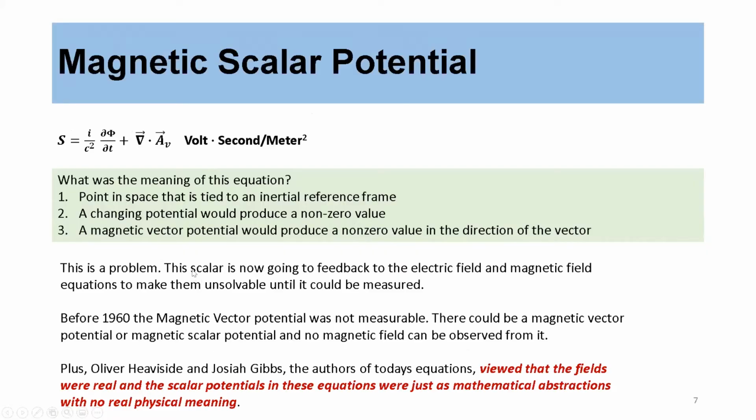And I already mentioned here, this is a problem. This is going to generate these unseen feedbacks. And before 1960, the magnetic vector potential was never measurable.